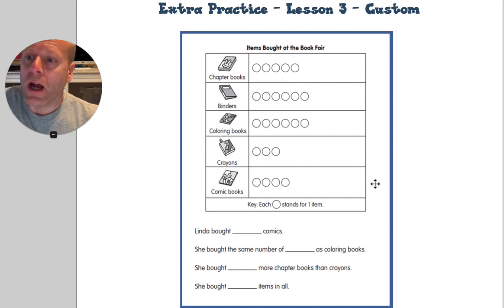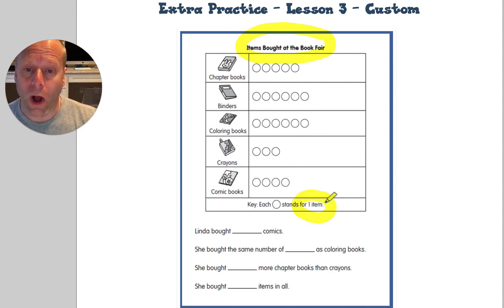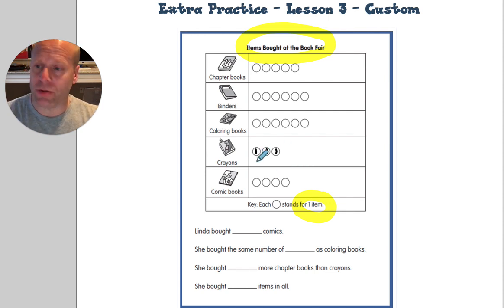So here's a graph. Let's see what we can find out. First thing, this is items that kids bought at the book fair. So most of these items are things you could find at the book fair. That makes sense. And every circle on this graph stands for one item. So there's nothing really tricky going on here. They bought 3 crayons, right? It's not counting by 2s or counting by 5s. It's straight up one circle, one item.